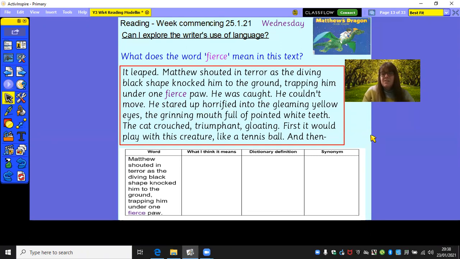So has anybody noticed my backgrounds that I have behind me? This is part of the story where Matthew and the dragon have gone into the garden. So that's why I've chosen the background we have behind me this week.